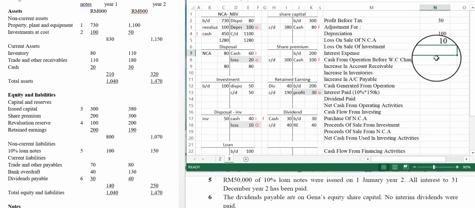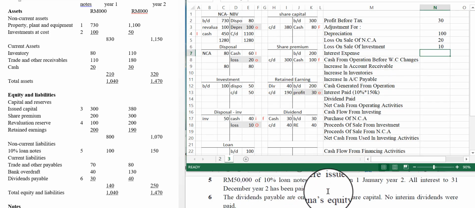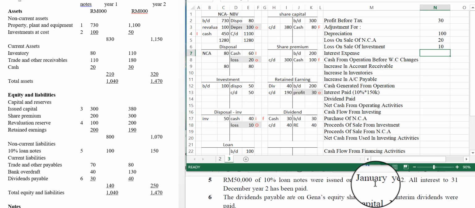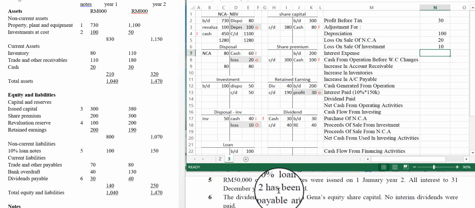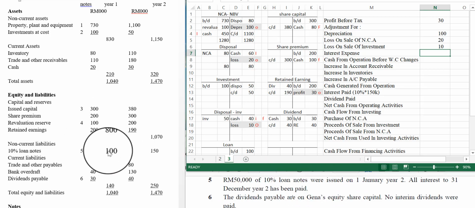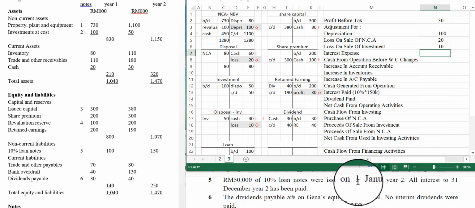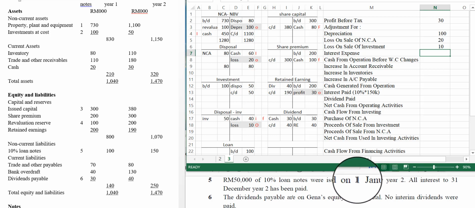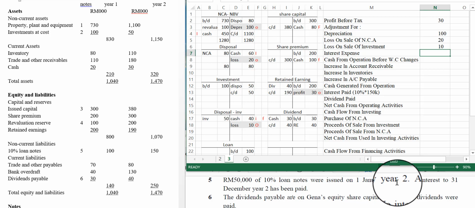Okay, if there are no others, then you go on with our interest expenses, this one. So if you look at your interest expenses here, 50,000 of 10% loan was issued on 1st of January year 3. All interest to 31st of December year 2 has been paid. Your loan went from 100 to 150, which means you have an increase in loan of 50,000. And this increase is since the first day. You take the loan on the first day of year 2. So it means that you use the loan for the whole year.